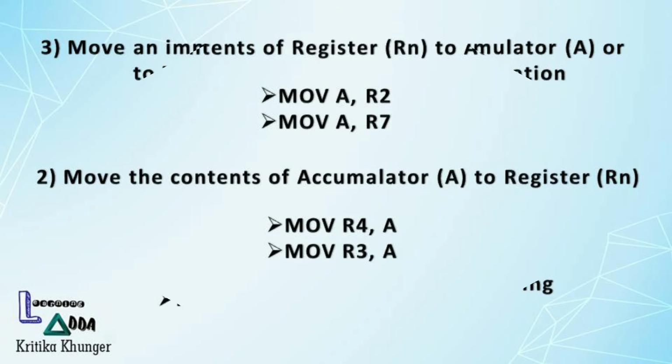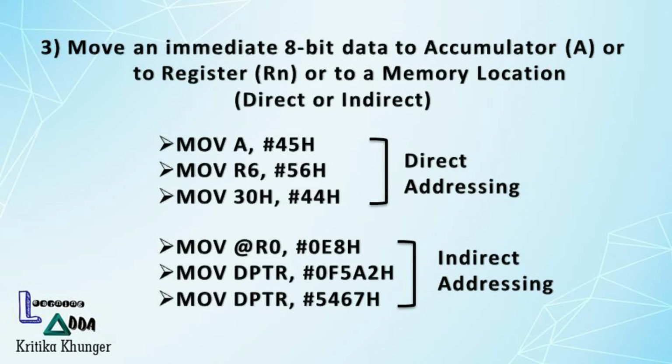Now, move an immediate 8-bit data to accumulator or to register Rn or to memory location, and we can use it as direct addressing or indirect addressing both. Firstly I want to tell you the difference between immediate 8-bit data and a memory location. Okay, we start with the first instruction, move A, hash 45H. Over here we have used the hash sign with the 45. So when we use hash with any instruction, this is the immediate 8-bit data. Always keep in mind that if we use hash with it, it will be 8-bit data, and if we do not use hash, it will be a memory location.